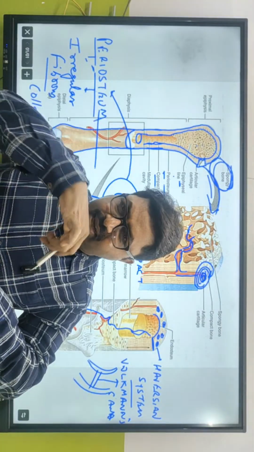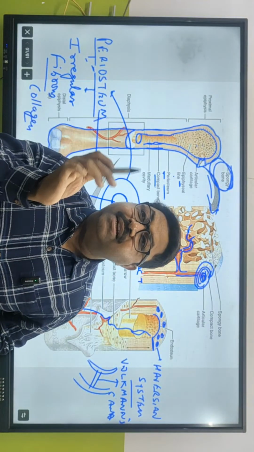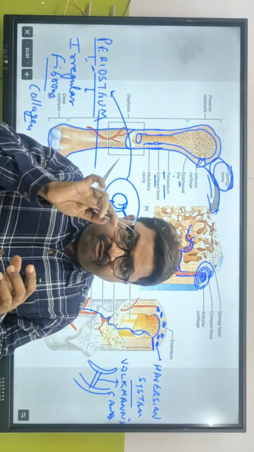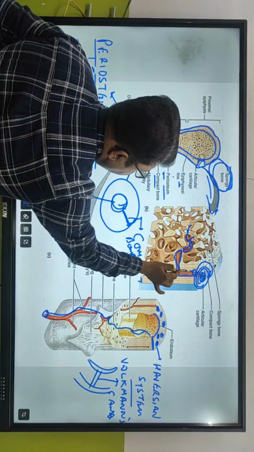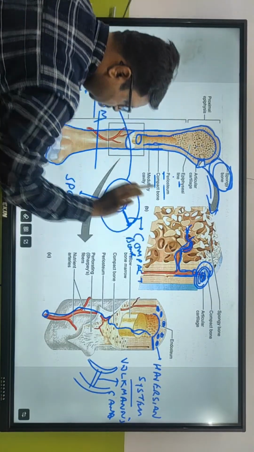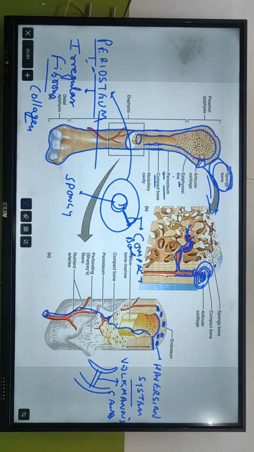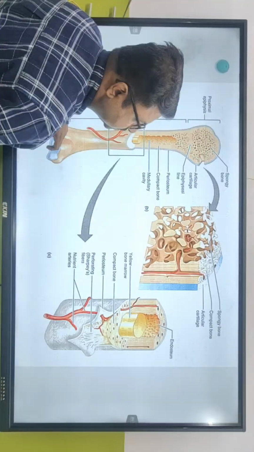Where does that blood vessel enter from? From the periosteum. And then enters where? In the compact bone. Which part? Central canal of the Haversian system. From that central canal, see, the blood vessel has come through the central canal, and after that it entered inside the spongy bone. Did you understand? Any issues with this? Clear?